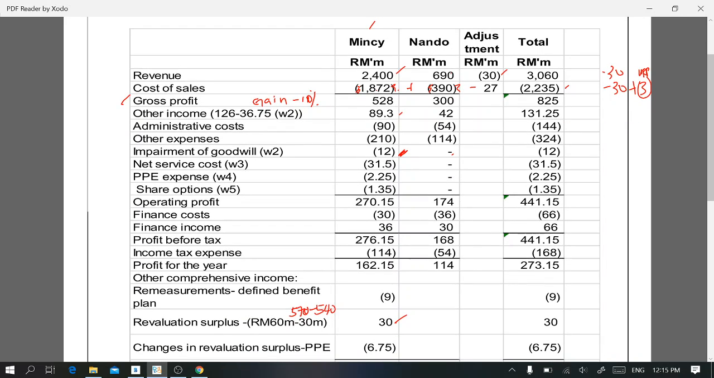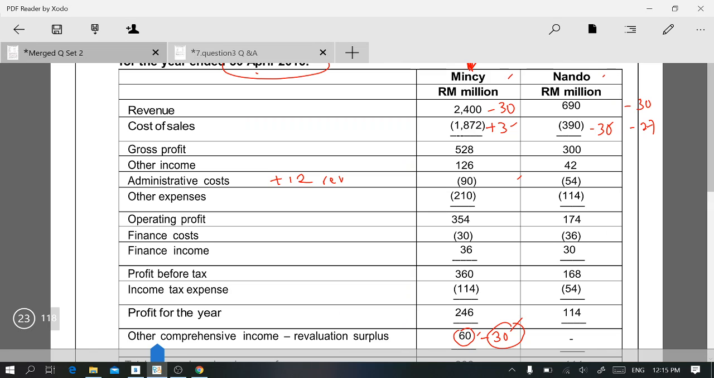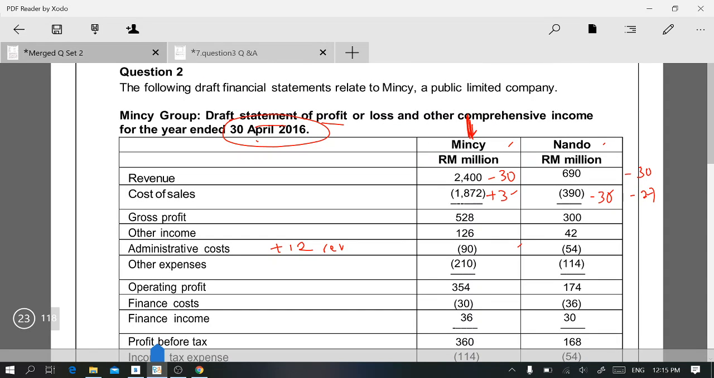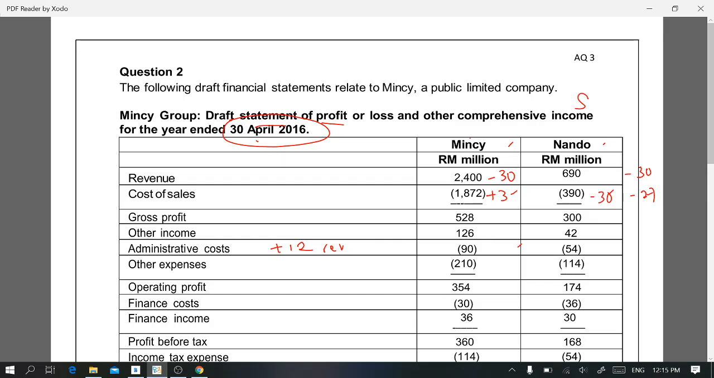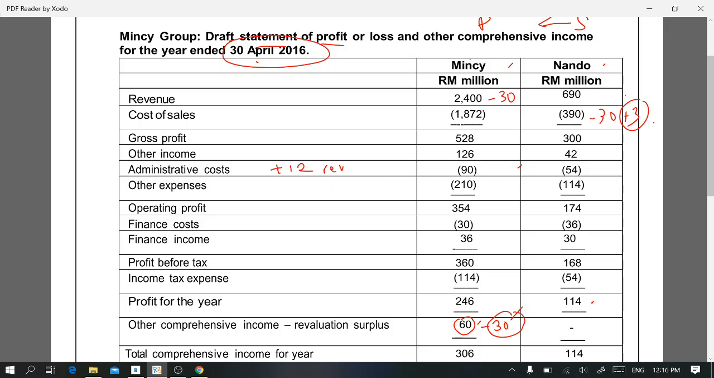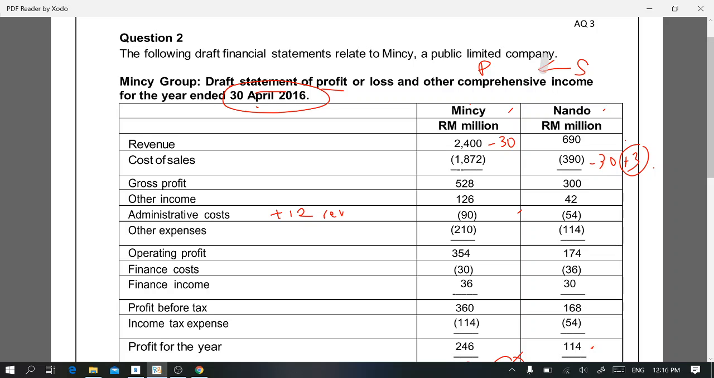But if it's the subsidiary selling to the parent, then the 3 we adjust under the subsidiary. So when it affects the subsidiary, it will affect the profit, hence it will affect the NCI. But this question is the other way around. It is the parent that is selling to the subsidiary. So the parent makes profit, and the parent will have to adjust out the URP.